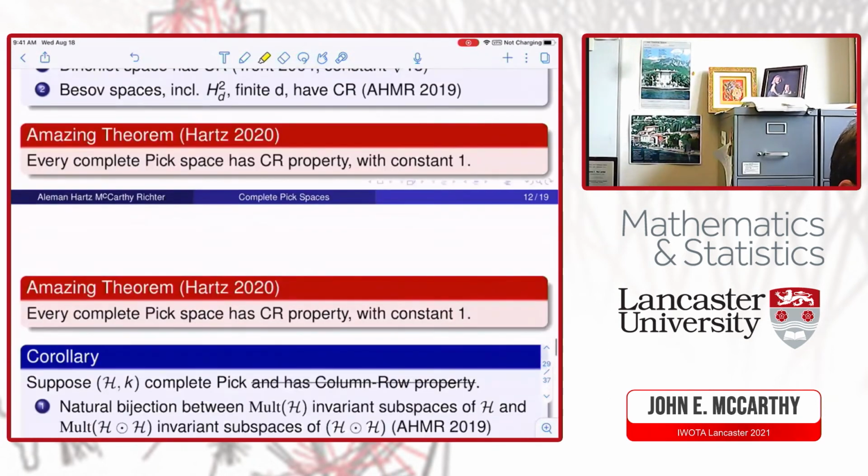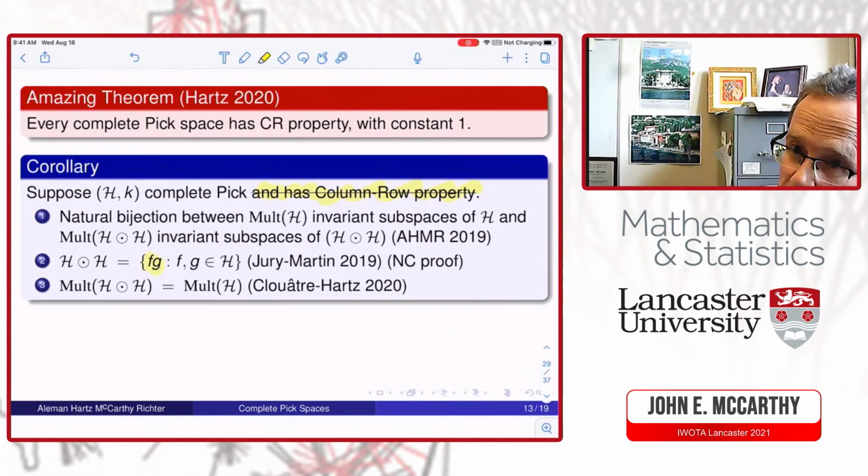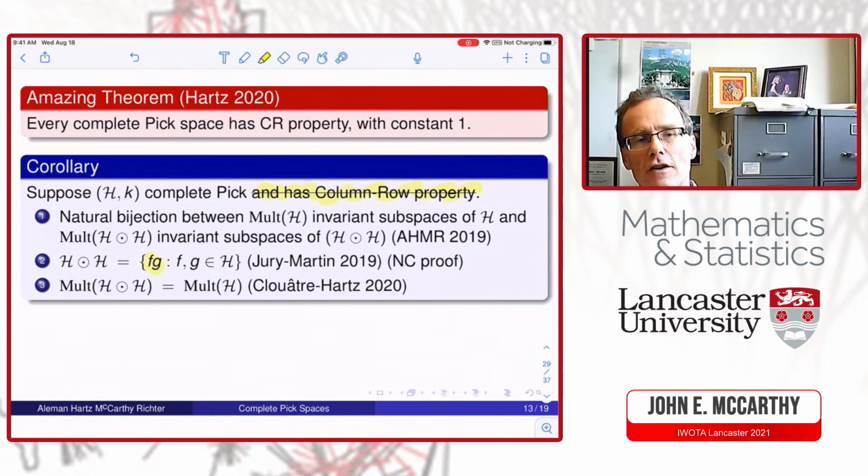And as a corollary, I can take my previous theorem about the weak product and say it now applies to every complete Pick space, because the hypothesis that you have the column-row property turns out to be redundant, thanks to Hartz's theorem. So the weak product is always just the product. It's just everything that can be written as a product of two functions of the Hilbert space. Their multiplier algebras are the same, and the multiplier invariant subspaces are the same.